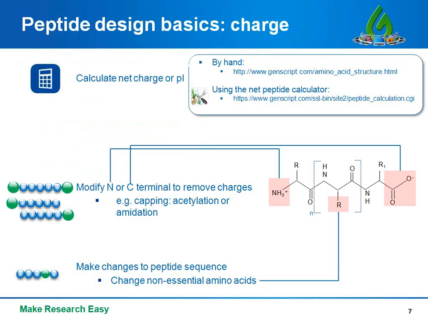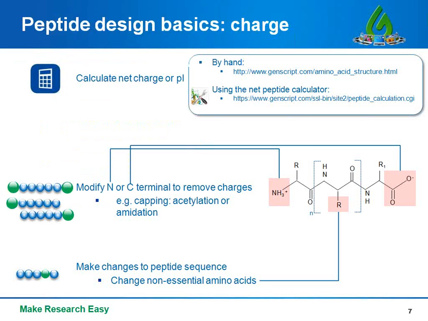The steps for evaluating charge and its effect on your custom peptide consist of first calculating either the isoelectric point or net charge of your peptide. You can do this by hand, or you can do it using GenScript's peptide property calculator. To calculate net charge by hand, you would assign a value of -1 to acidic residues and the C-terminal carboxyl group. You would assign a value of +1 to basic residues and the amino terminal of the peptide, and then you would add all the charges together to calculate the net charge.